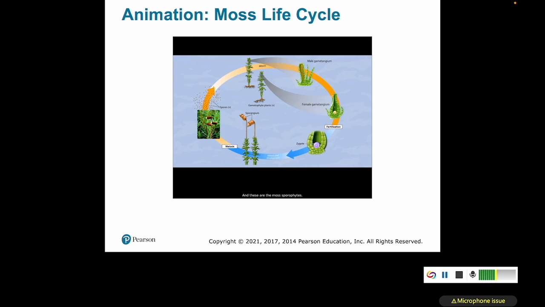And these are the moss sporophytes. In contrast to ferns, the moss sporophyte is not an independent plant. It remains attached to and dependent upon the gametophyte. In mosses, the gametophyte is the larger, longer-lived generation. Also notice that sperm cells from a male plant swim to reach an egg on a female plant.